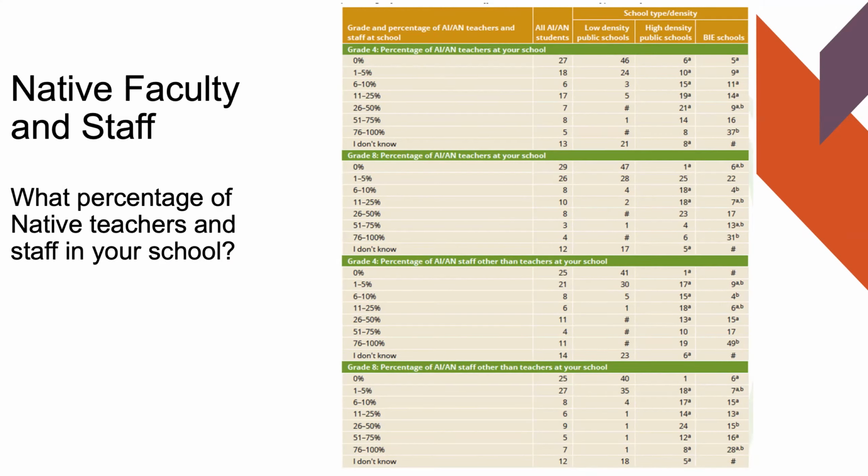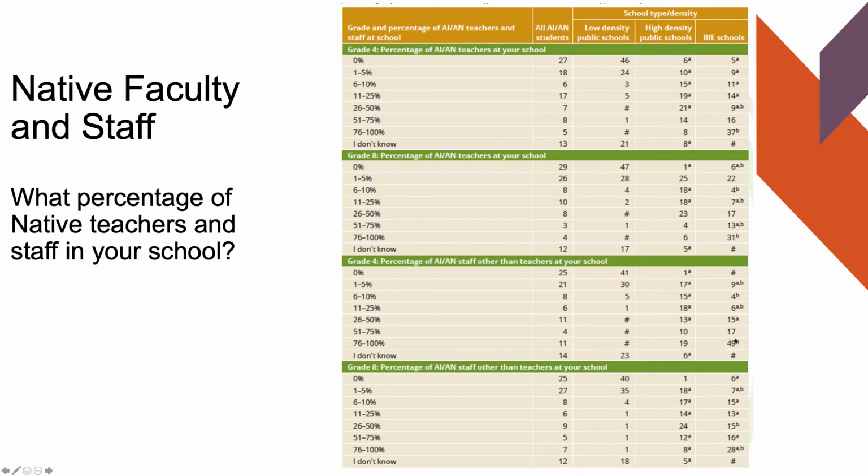They also asked, what is the percentage of Native faculty, staff and teachers in your school? And you're probably guessing, right? Did you see a similar pattern here? Certainly in our low density schools, there are not many Native faculty and staff in our buildings or in the classrooms. You see a little bit more teachers and staff at the high density schools, and then certainly in tribal schools as well.